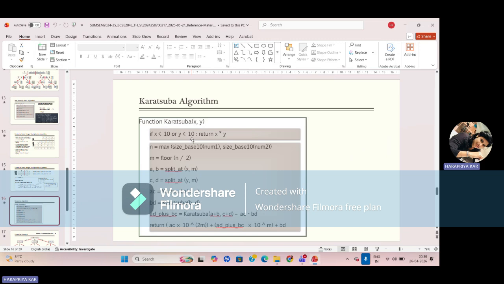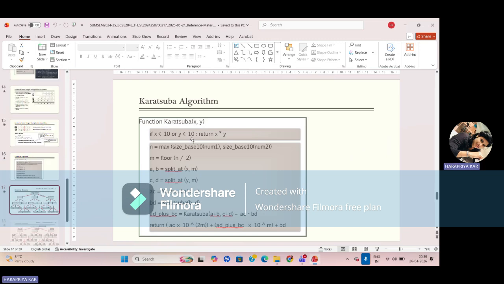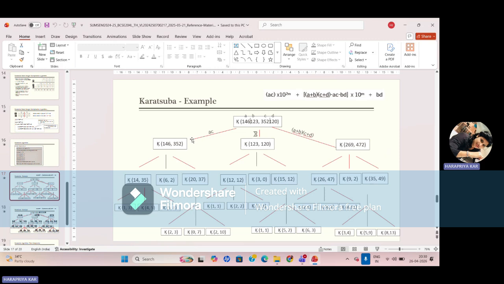Then ad plus bc corresponds to (a plus b)(c plus d) minus ac minus bd. So finally it will be written as ac into 10 to the power 2m plus (ad plus bc) into 10 to the power m plus bd. So this is the Karatsuba algorithm.